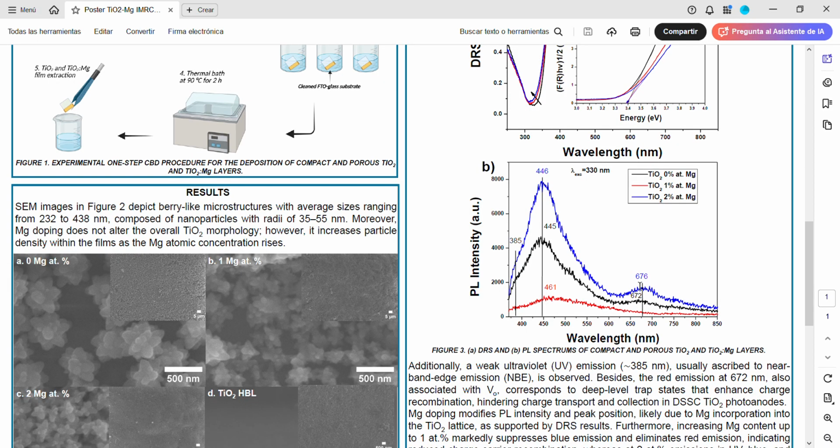Furthermore, increasing magnesium content up to 1 atomic percent markedly suppresses the blue emission and eliminates the red emission, indicating a reduced charge carrier recombination. Whereas at 2 atomic percent, emission in the ultraviolet, blue, and red regions increases.